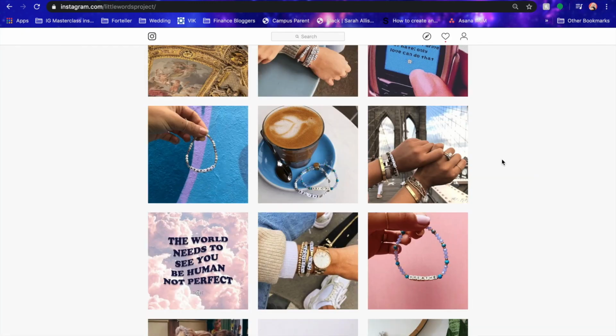I hope that helps you understand a little bit more about how to write good Instagram content and what goes into creating Instagram content outside of writing a captivating caption.